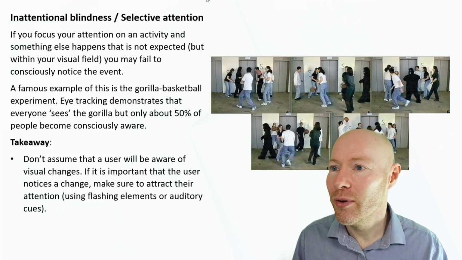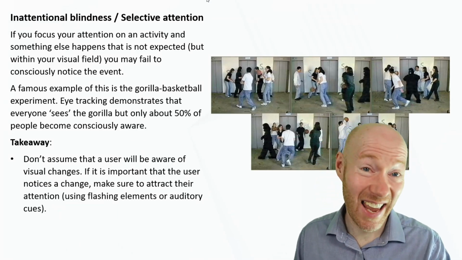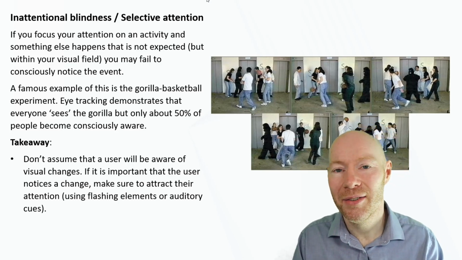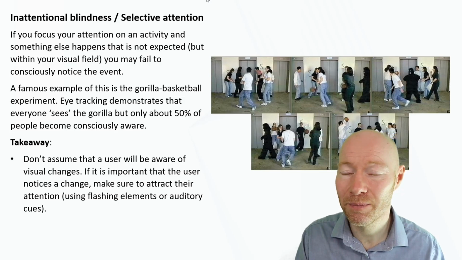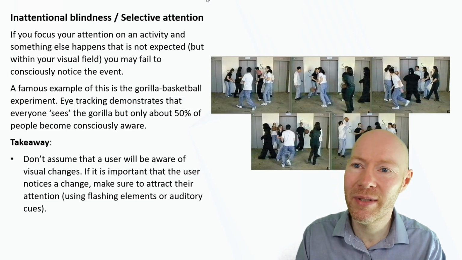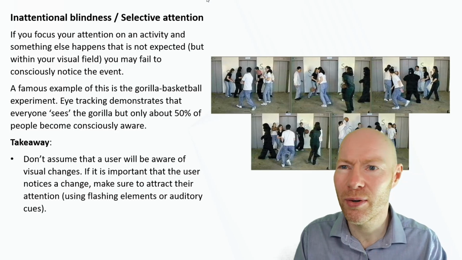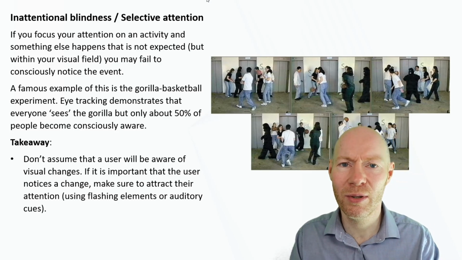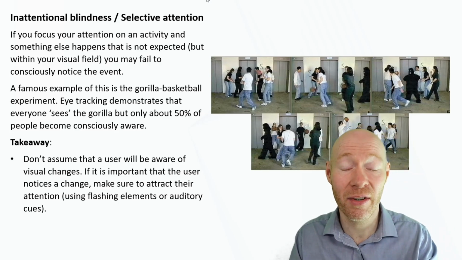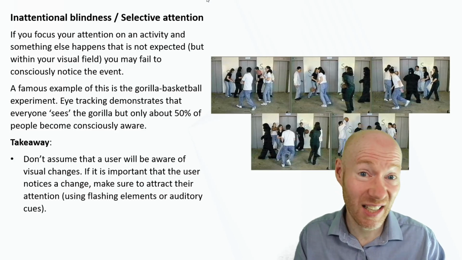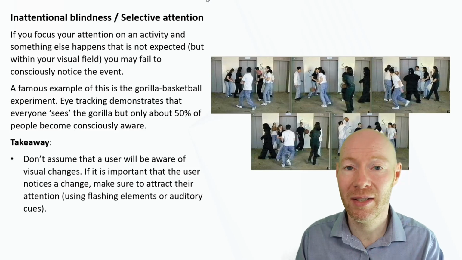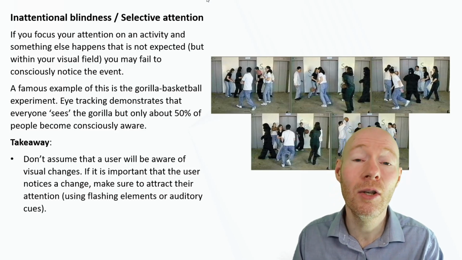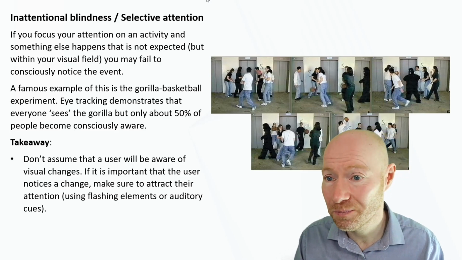Another aspect is around inattentional blindness or selective attention. This ties into the fact that if you're focusing on a particular activity and something else happens inside your visual field that you're not cued up to be wanting or expecting to see, but it still falls inside your visual field, you may at that point fail to actually consciously notice that particular event.